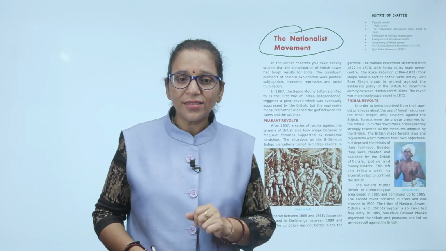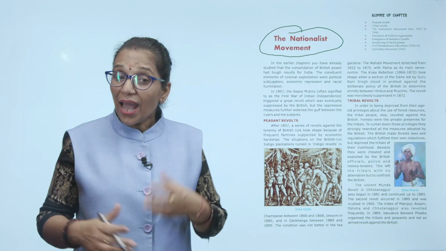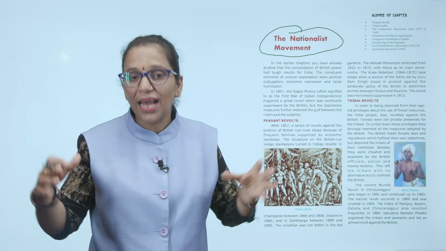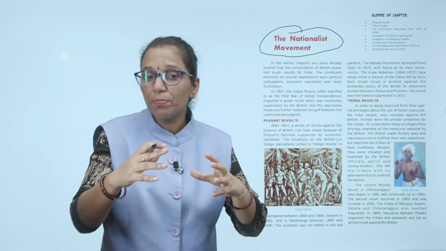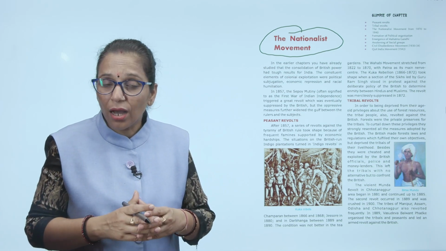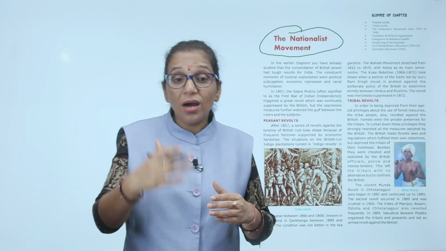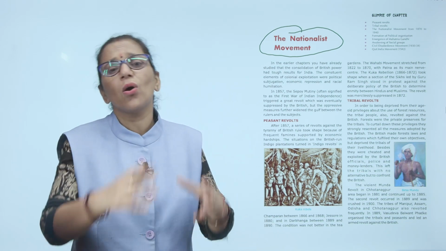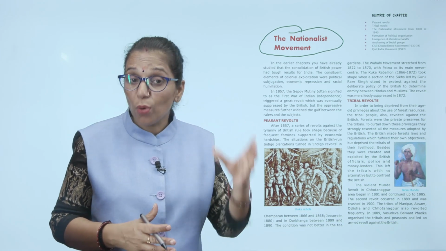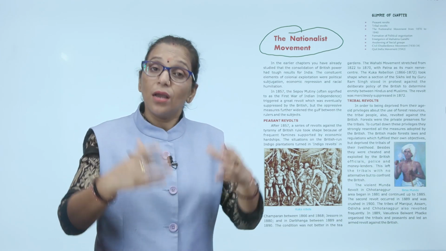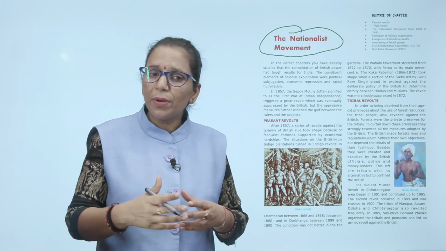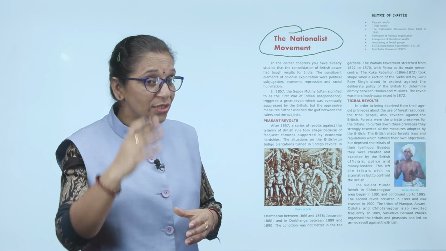Let's start the chapter. See beta, we have seen that the Britishers started to capture the Indian territories. They were increasing their political, economic and social power in India. They started to make us a colony. In 1857, we have discussed, there was the Sepoy Mutiny that we call the first war of independence. It also happened, but it was brutally crushed.